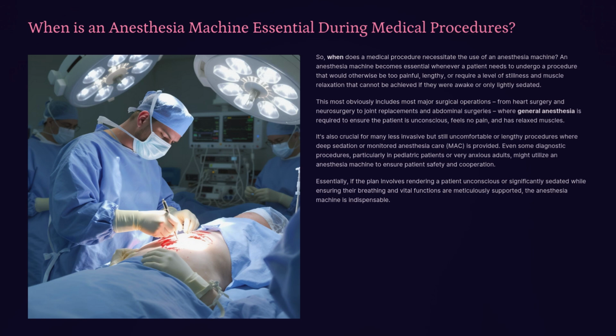When is an anesthesia machine essential during medical procedures? When does a medical procedure necessitate the use of an anesthesia machine? An anesthesia machine becomes essential whenever a patient needs to undergo a procedure that would otherwise be too painful, lengthy, or require a level of stillness and muscle relaxation that cannot be achieved if they were awake or only lightly sedated. This most obviously includes most major surgical operations, from heart surgery and neurosurgery to joint replacements and abdominal surgeries, where general anesthesia is required to ensure the patient is unconscious, feels no pain, and has relaxed muscles.